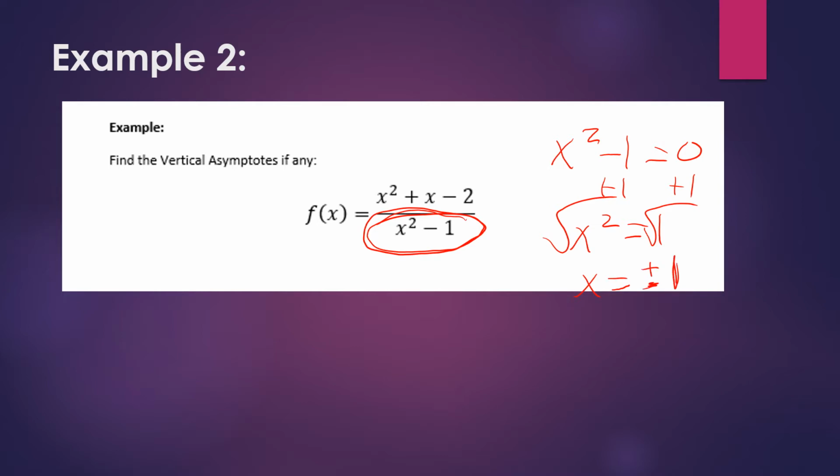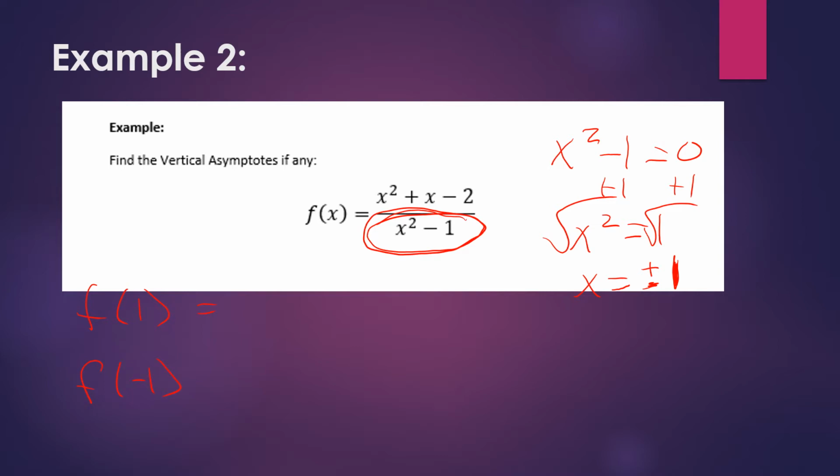Now, this is probably where most people will make their mistake. They'll just say that the square root of 1 is 1, but we need to remember that negative 1 is also a potential solution here. Now, that is our first criteria, that the denominator is 0. But now we need to check the numerator. So let's see what happens at f of 1 and at f of negative 1.